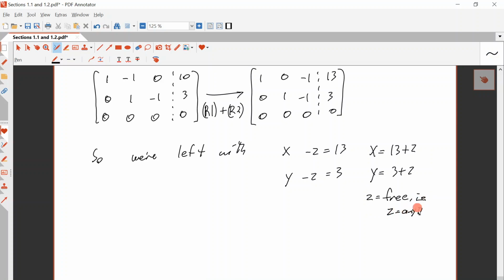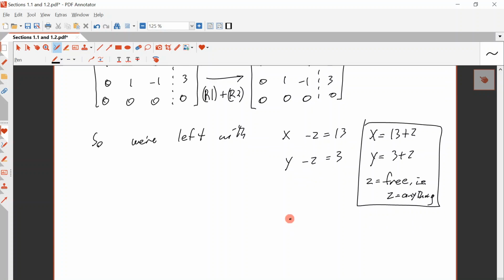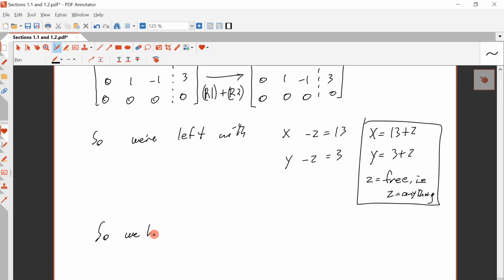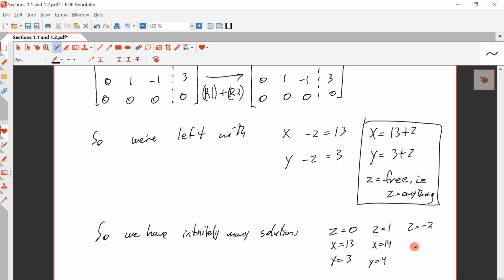Z equals anything. No constraints on z. And whatever you choose here is going to be a solution. So we have infinitely many solutions. Right? Z equal to 0, x equal to 13, y equal to 3. Z equal to 1, x equal to 14, y equal to 4. Z equal to minus 2, x equal to 11, y equal to 1. Right? These are all solutions.